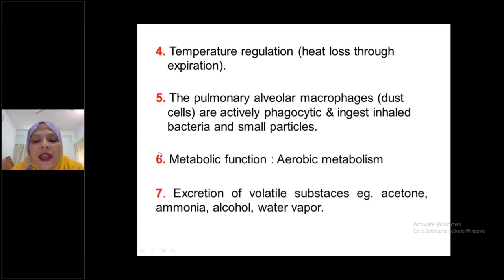We cannot see these substances in normal eyes; these are called volatile substances. We usually cannot see these things, such as acetone, ammonia, alcohol, water vapor. This excretion of volatile substances occurs during expiration and we cannot see these things with our eyes. Okay, these are called volatile substances.